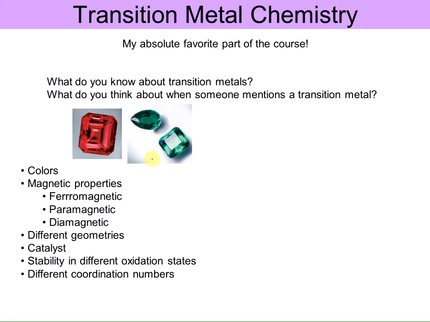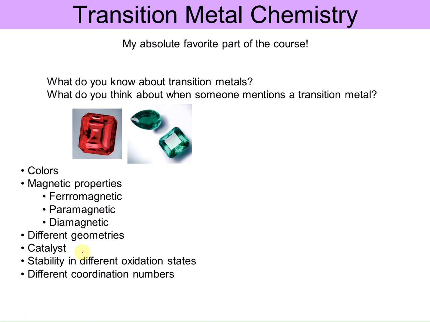Transition metals also have magnetic properties. They'll either be ferromagnetic or paramagnetic or diamagnetic. They come in different geometries, so things like square planar, trigonal bipyramidal, square pyramidal, and octahedral. They also act as good catalysts because the ligands that bind are labile, meaning they can come off and come on. Then that means the reagent can come in, bind to the metal, do its chemistry on the metal center, and then be released. So a lot of transition metal complexes make good catalysts.